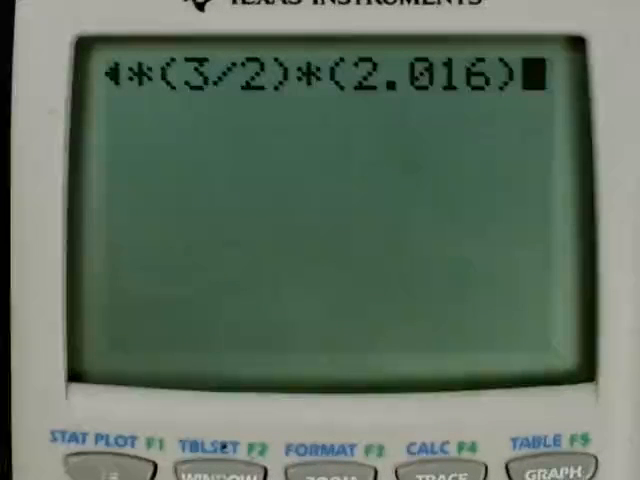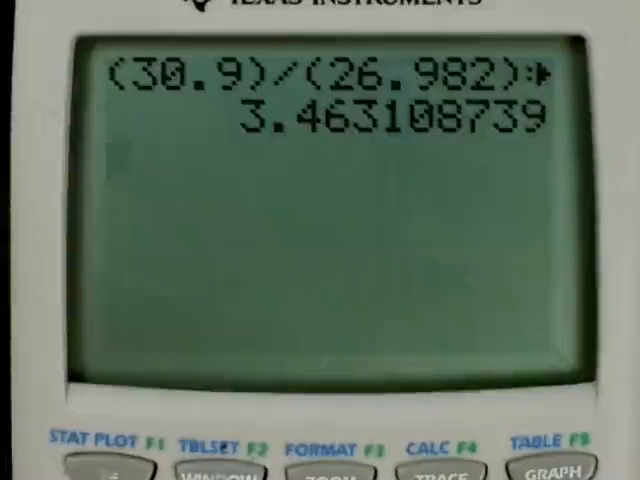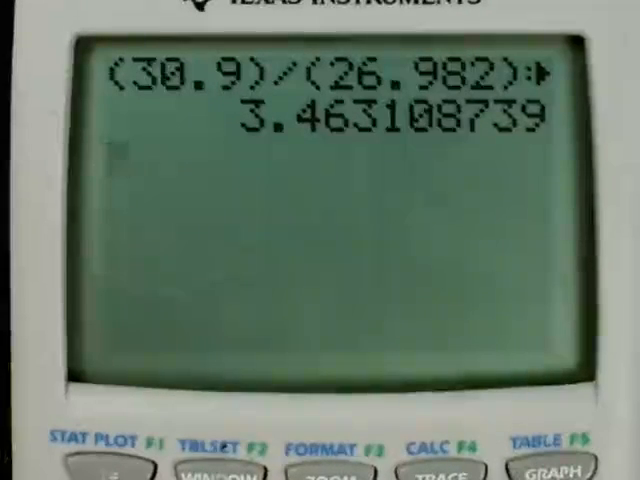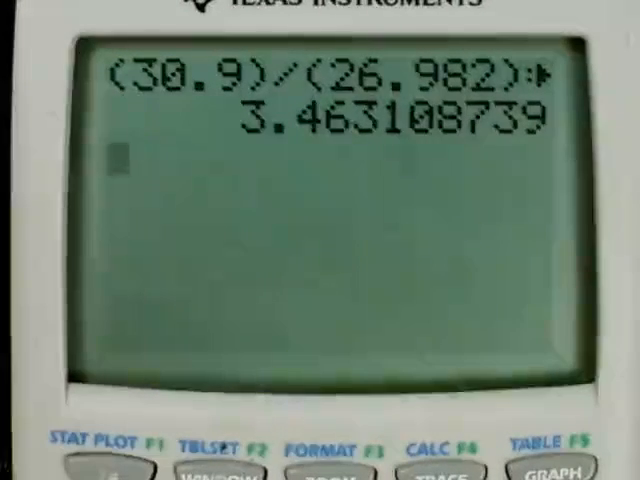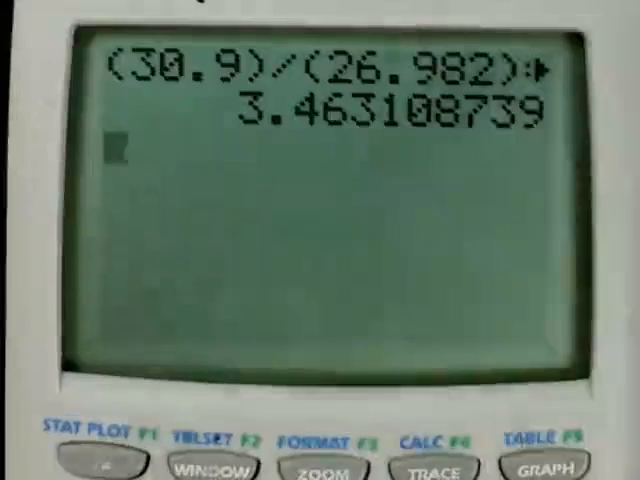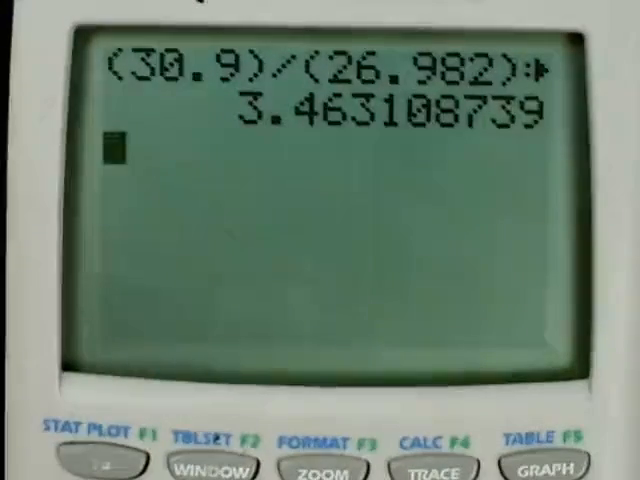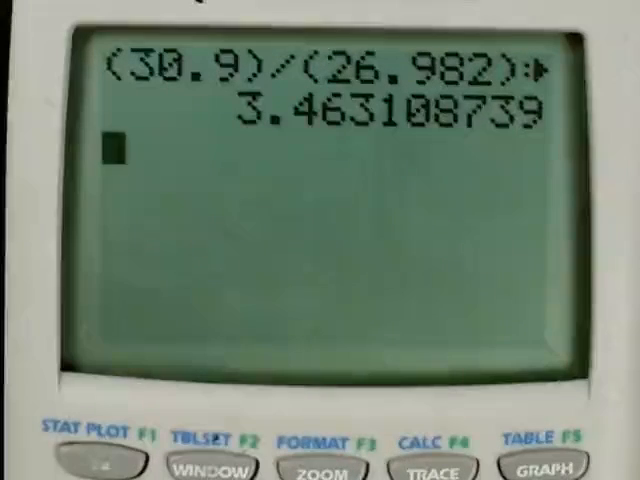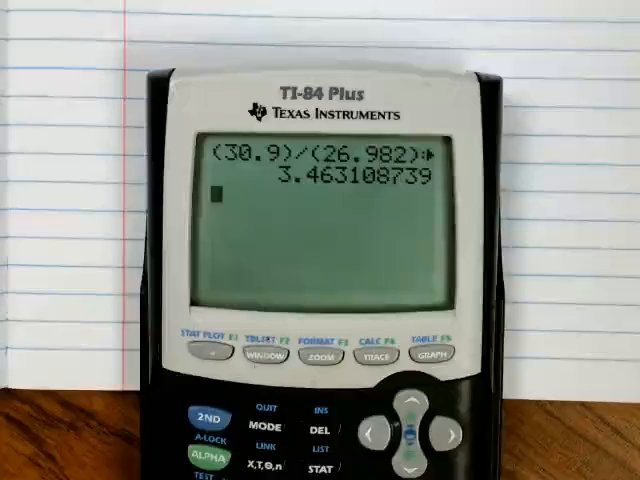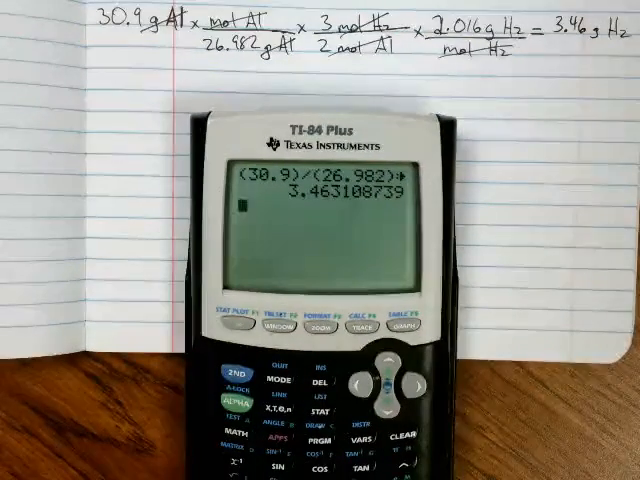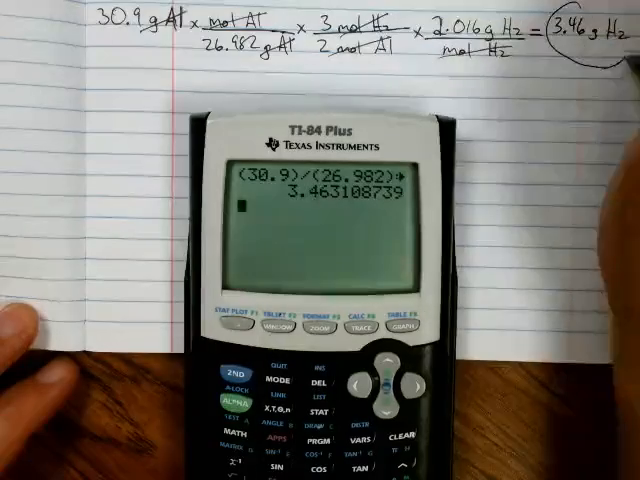How we doing? I'm just waiting for everybody to plug it in. How many? We have 3 sig figs, 4. So it's going to be 3 sig figs. So we'll call it 3.46 grams of H2. That's your answer.